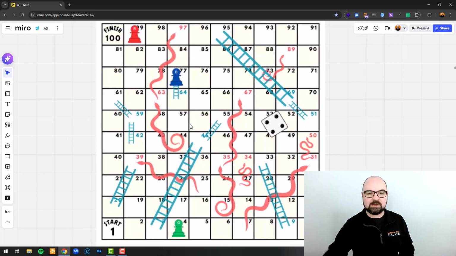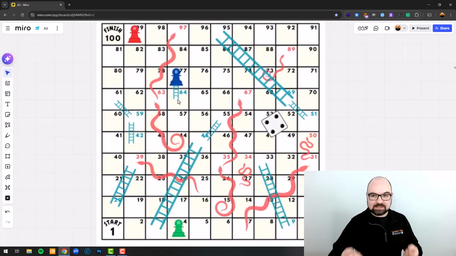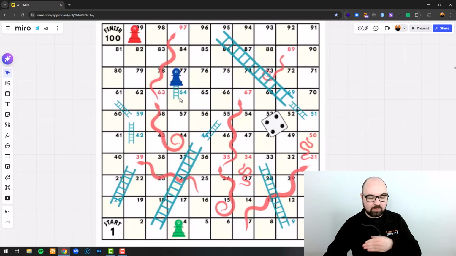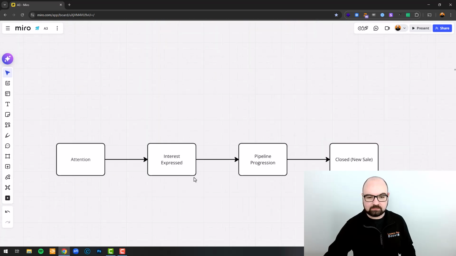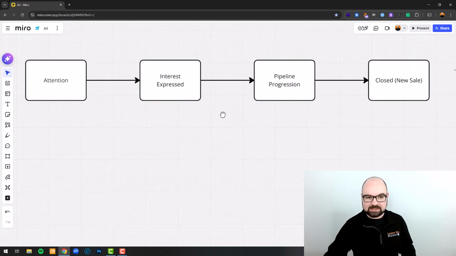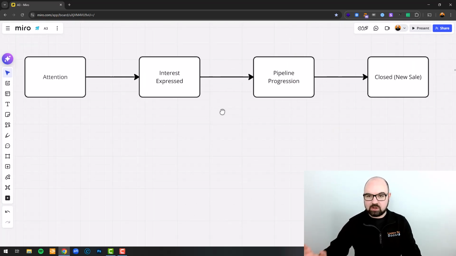So when we have these two pieces here, I would consider these you and competitors. Obviously we want to be as close to the finish line as possible. And we want to put as many ladders in place to make it as easy as possible for people to say yes and move to the next stage in the pipeline. So what do we want to do here? We want to remove as many possible snakes as we can. And all we're doing throughout the whole customer journey is adding little ladders along the way.